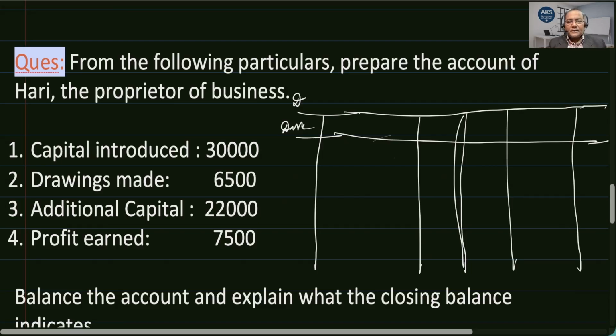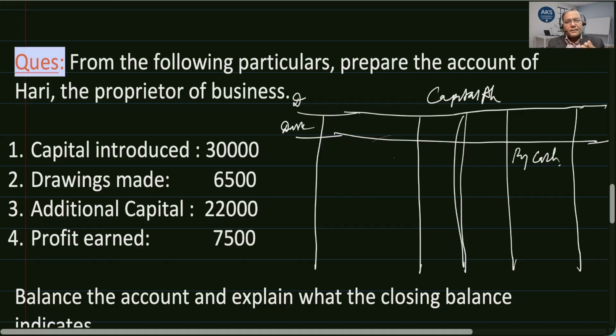So, cash capital introduced. Cash is coming into the business. There is an increase in an asset. So we need to increase the asset by debiting the asset. So cash, and this is the name of the proprietor or capital account. Cash account is to be debited and capital account is to be credited. Capital is a liability to the owner; the business owes this amount to the owner. So cash to capital, and in capital we will write by cash.